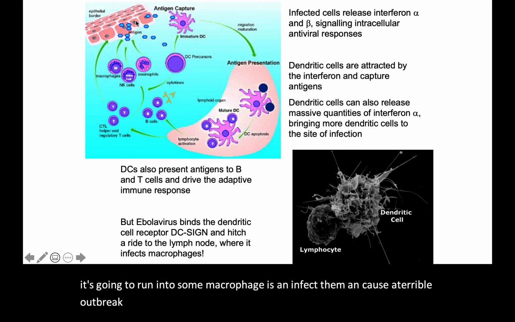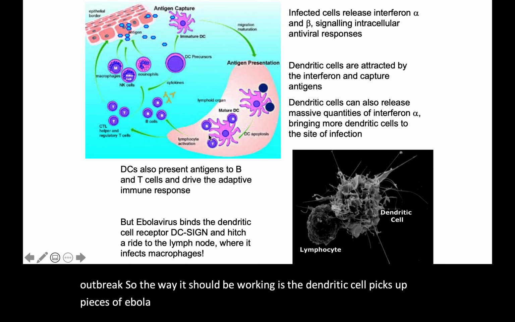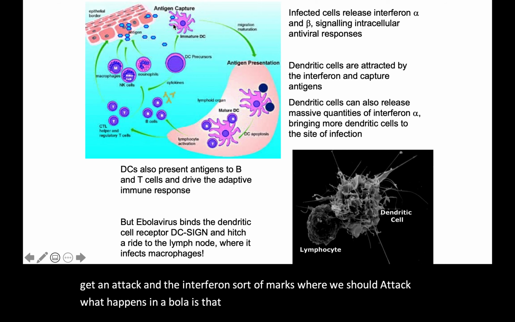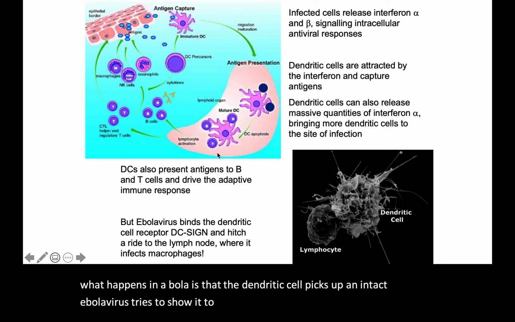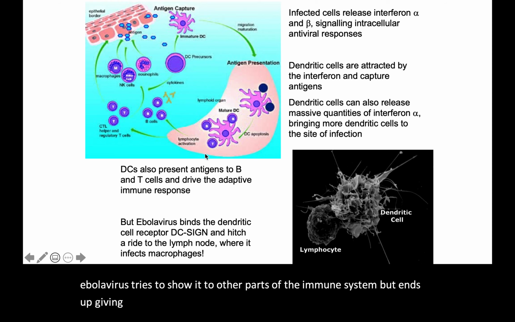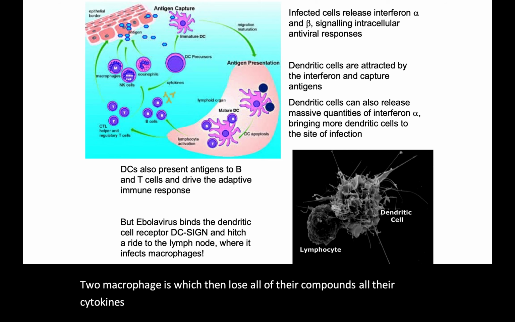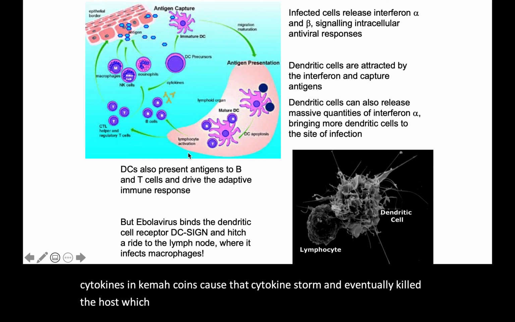So, the way it should be working is the dendritic cell picks up pieces of Ebola and brings them to show the T cells, and boom, we get an attack, and the interferon sort of marks where we should attack. What happens in Ebola is that the dendritic cell picks up an intact Ebola virus, tries to show it to other parts of the immune system, but ends up giving the entire infection to macrophages, which then lose all of their compounds, all of their cytokines and chemokines, cause that cytokine storm, and eventually kill the host, which is you. Yeah, so that's bad.